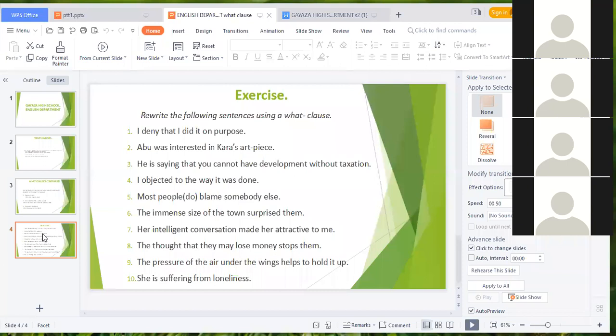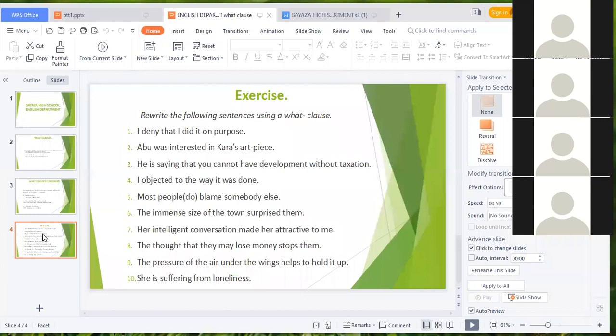Oh, someone is going to give us an answer. We can have some hands. Teacher Irene, can you help us pick the hands, please? Okay, we can have Daphne. What I deny is that I did it on purpose. Thank you so much, Daphne. That's very correct.